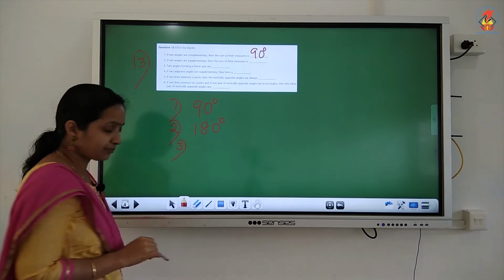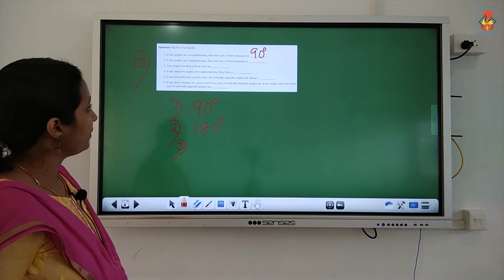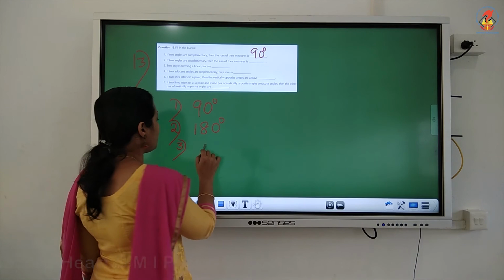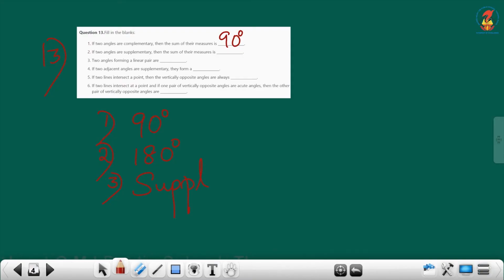Now the third question. Two angles forming a linear pair. Linear pair means what? They are supplementary, is it? So two angles forming a linear pair are supplementary.